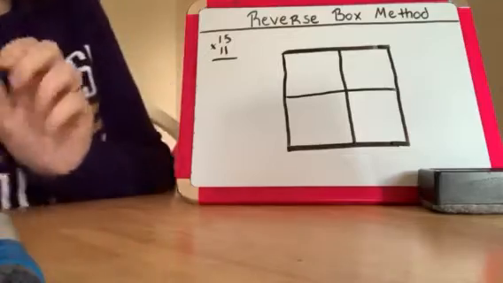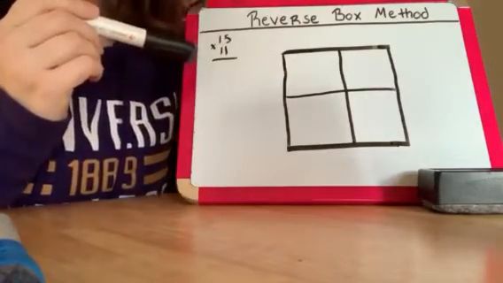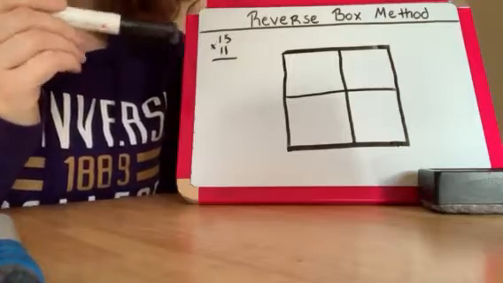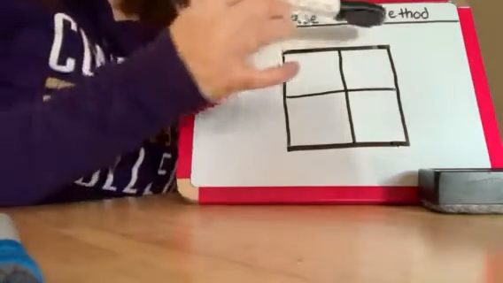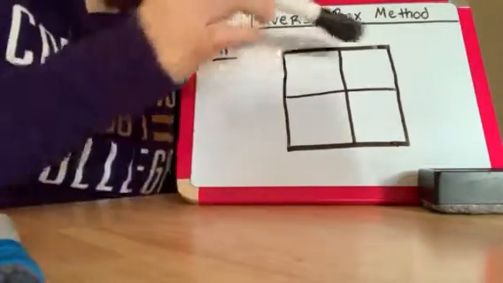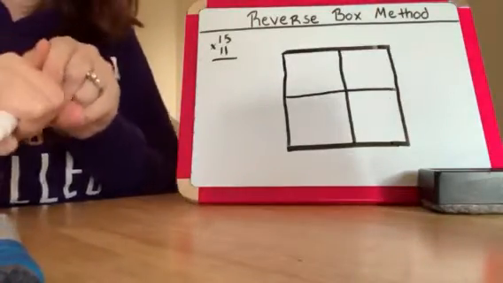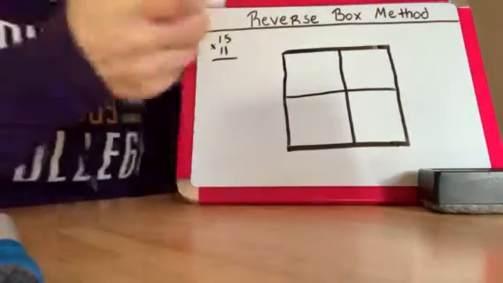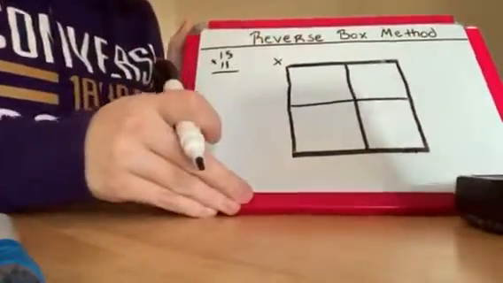The same and different. So first, we're doing 15 multiplied by 11. Both of our numbers have two digits, so we're going to set up a 2 by 2 box. So 2 rows and 2 columns. Rows, columns. And now the second thing we need to do, we're going to put a multiplication sign here to remind us what we're doing.